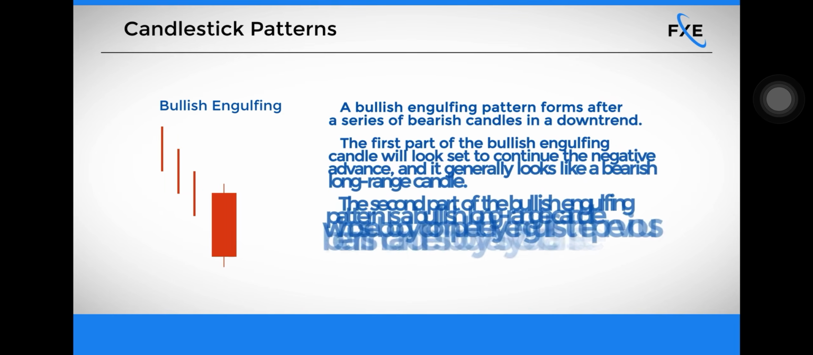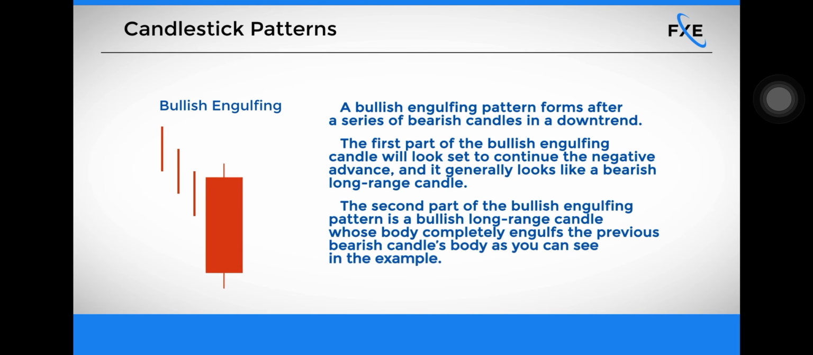The first part of the bullish engulfing candle will look set to continue the negative advance, and it generally looks like a bearish long-range candle. The second part of the bullish engulfing pattern is a bullish long-range candle whose body completely engulfs the previous bearish candle's body, as you can see in the example on the screen.